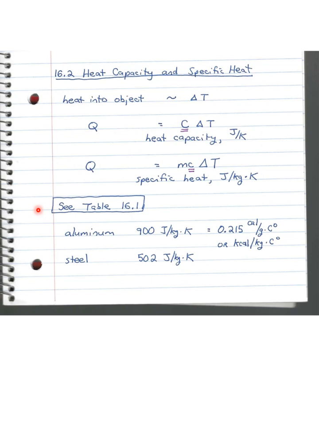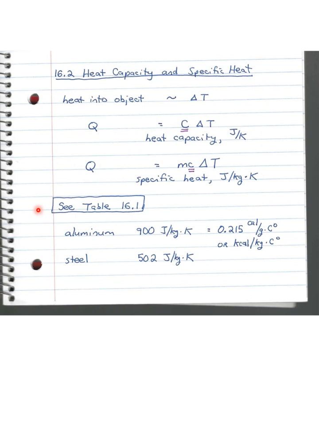Now, we could use other units. You could also look at that as calories per gram Celsius degree, and it's 0.215 calories of heat will raise 1 gram of aluminum by 1 Celsius degree. By the way, that's also kilocalories per kilogram Celsius degree. A kilocalorie is what you see when you look on the nutrition labels of foods and it says calories; those are actually kilocalories. You can also see for steel, another example, is 502.